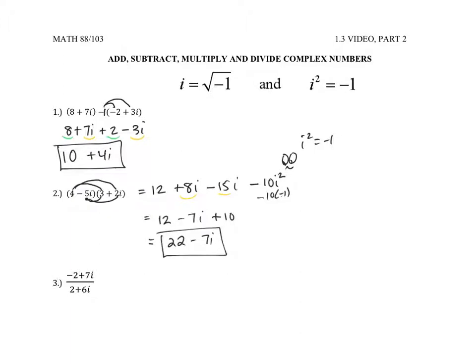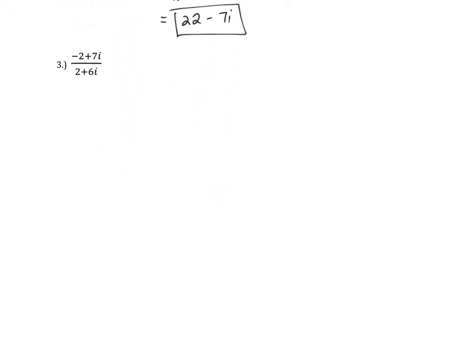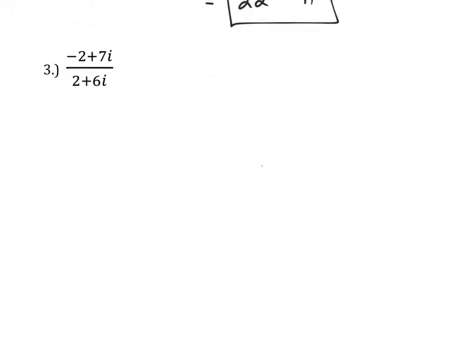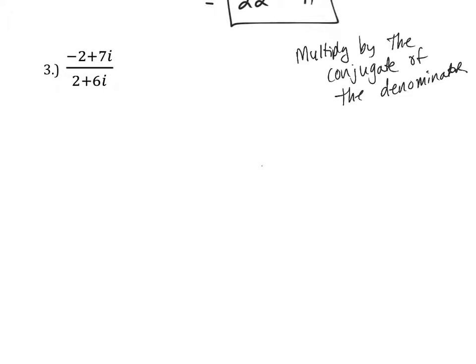Now with division of complex numbers, we need to use the conjugate, okay? And so the conjugate of the denominator. All right, so here we go. We're going to use the conjugate of the denominator, which would be 2 minus 6i. And then what we do to the denominator, we also need to do to the numerator, so I need to also multiply 2 minus 6i up there as well.